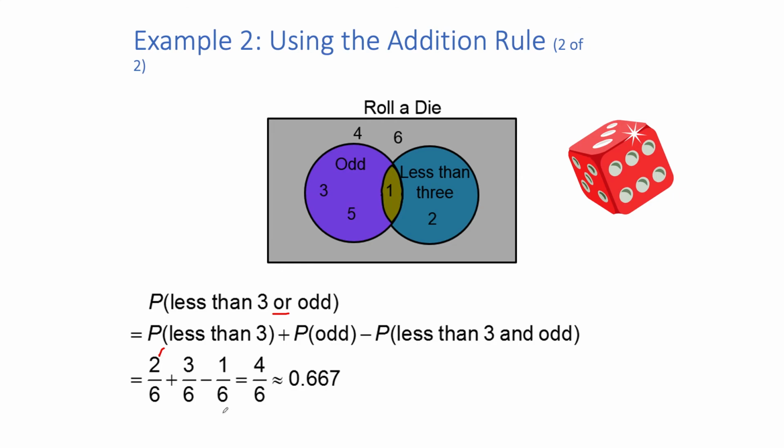So here's the case where I have the addition rule. The probability of less than 3 or odd is the probability of less than 3 plus the probability of rolling an odd number minus the probability that the number is both less than 3 and odd at the same time. So the addition rule is applied and we get to the answer. All right. Hopefully that's clear. Hopefully there's no confusion there.